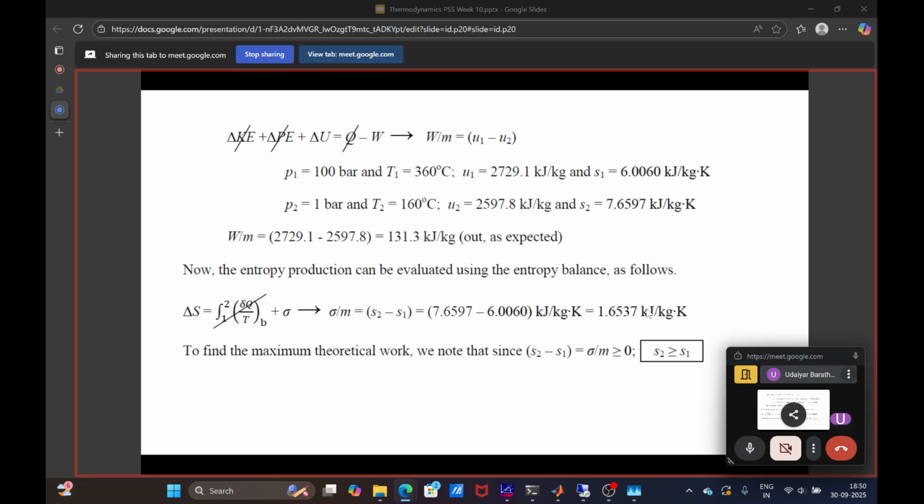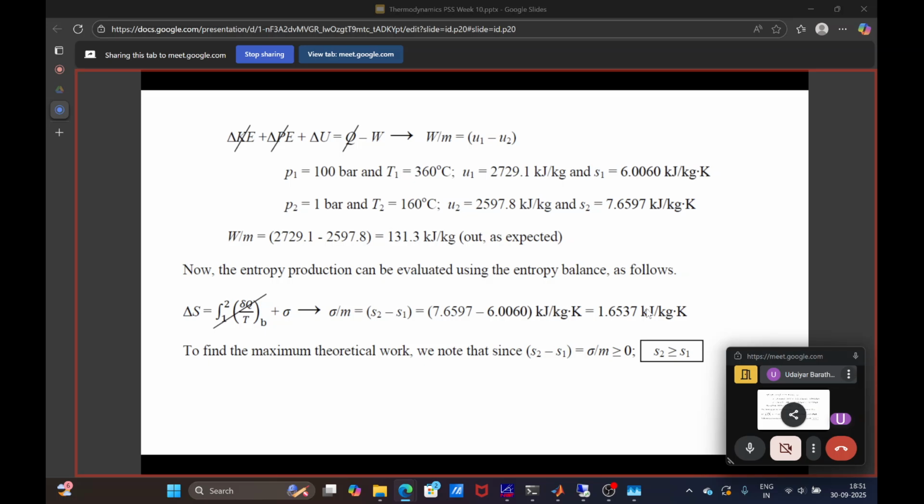So the actual work which you get out will be lower than in the reversible case, because there you assume that there is no friction and no such phenomena which contribute to generating entropy. That is an internally reversible process. Here, since it's not internally reversible, you have friction and so on, so you need to spend some work to overcome this. That's why you get less power output compared to a theoretical isentropic case.